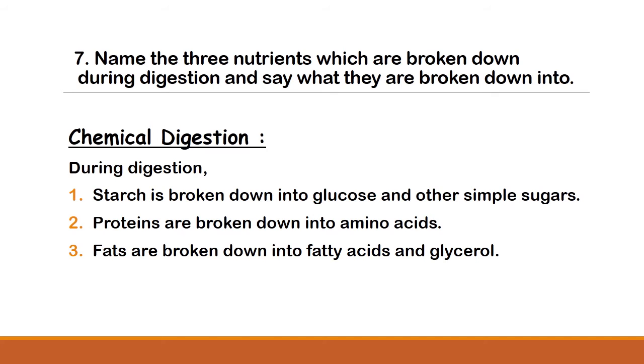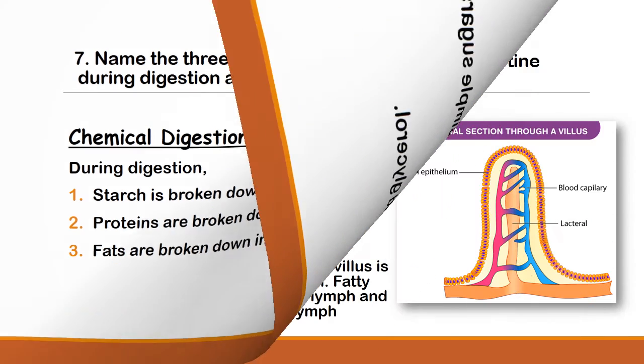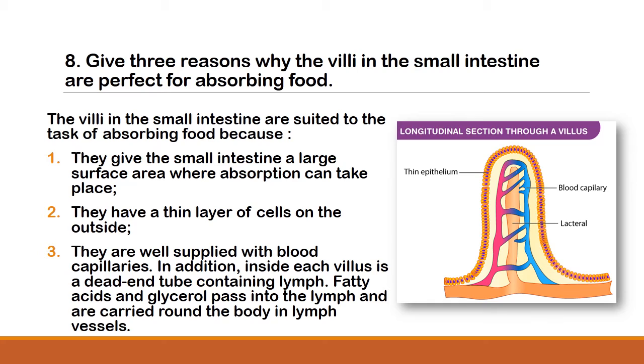7. Name the 3 nutrients which are broken down during digestion, and say what they are broken down into. Chemical digestion. During digestion, 1. Starch is broken down into glucose and other simple sugars. 2. Proteins are broken down into amino acids. 3. Fats are broken down into fatty acids and glycerol.